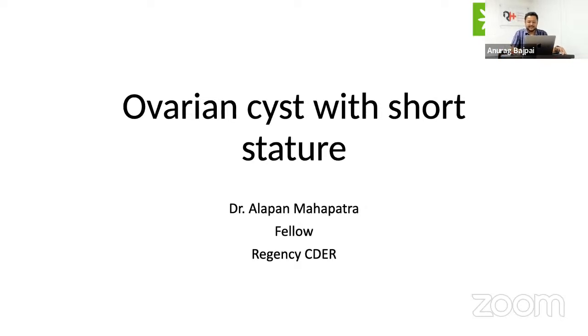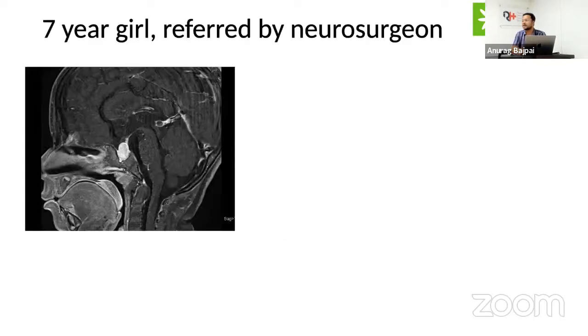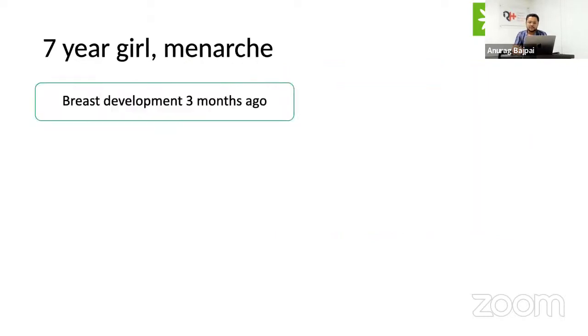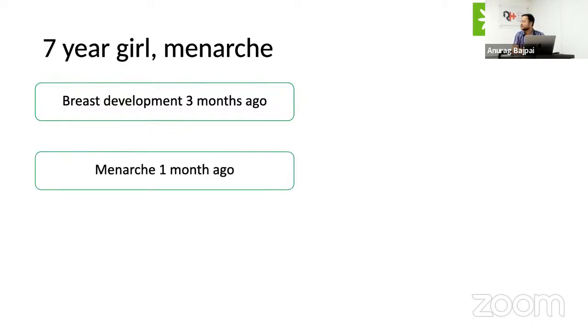Good afternoon, everyone. My case is ovarian cyst with a girl presented with short stature. A 7-year-old girl initially presented to a GP with an off and on headache. He did an MRI and saw a mass-like lesion in the pituitary region, for which he referred the child to the neurosurgeon. The neurosurgeon, in view of an ovarian functional cyst, referred the child to us. The girl had off and on headache associated with menarche, which started 3 months back. Also, the girl developed breast development 3 months ago, and the menarche was 1 month ago.